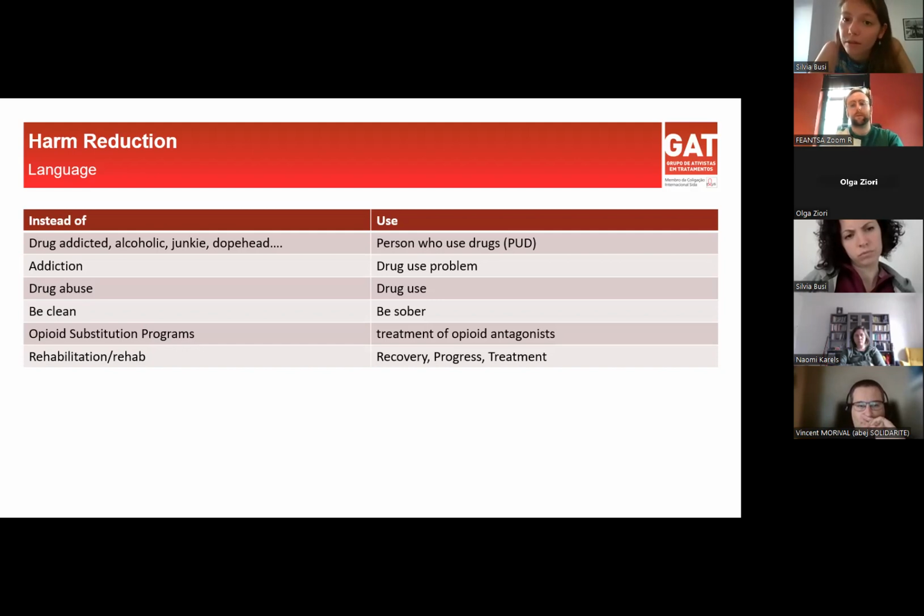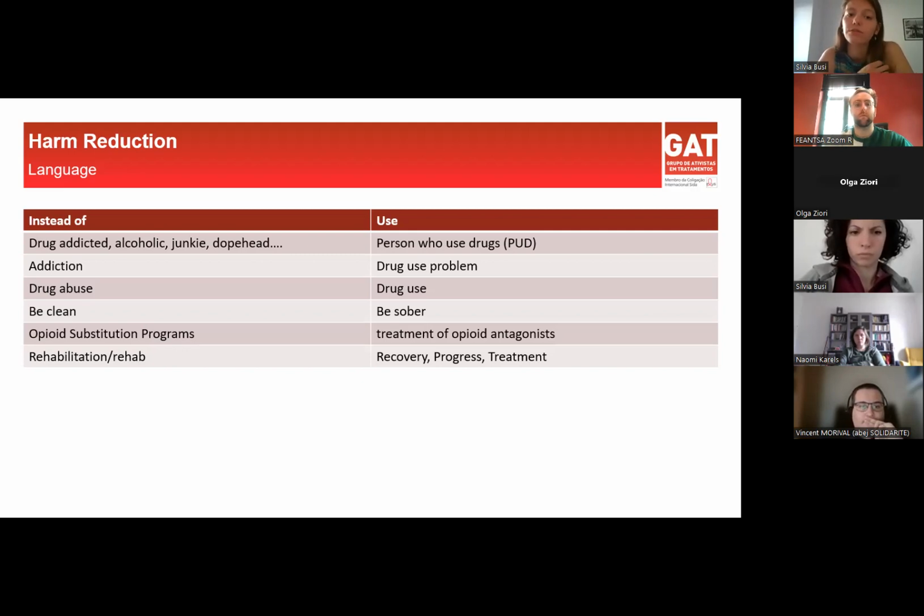So we always talk about drug use problem. We don't talk about drug abuse, we talk about drug use. It's always to deconstruct, to make it open, to make it okay to talk about it. We never say be clean, because when we say a person got clean, it means that before the person was dirty. And drug use doesn't make someone dirty. So we prefer to use be sober.